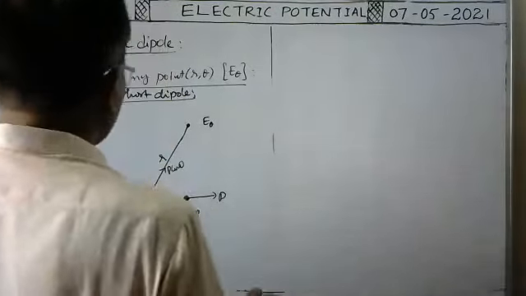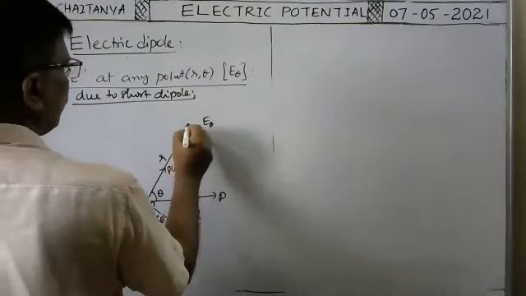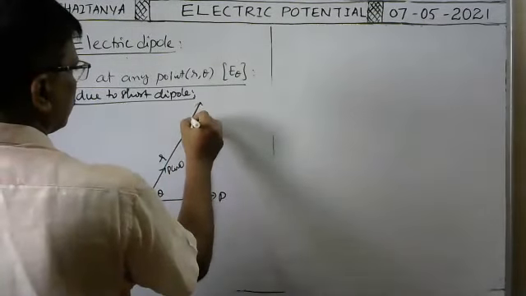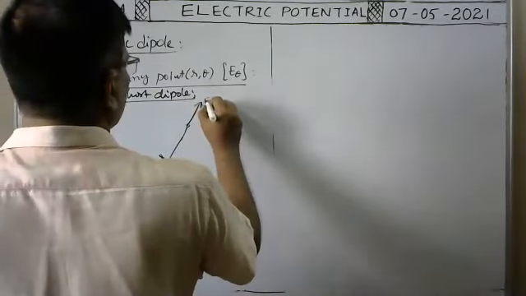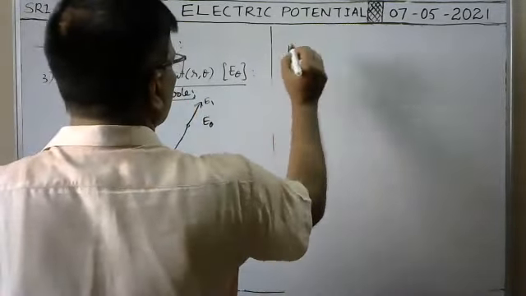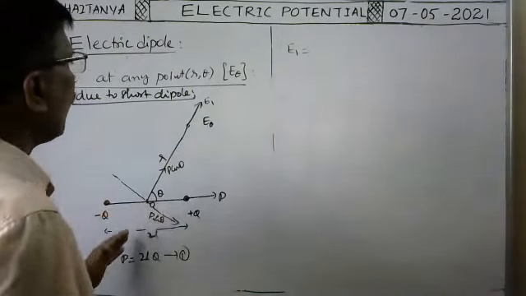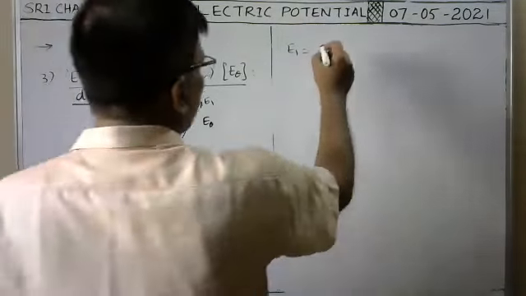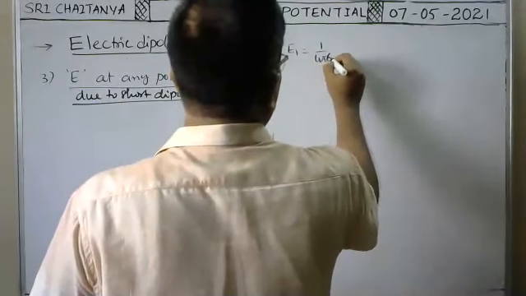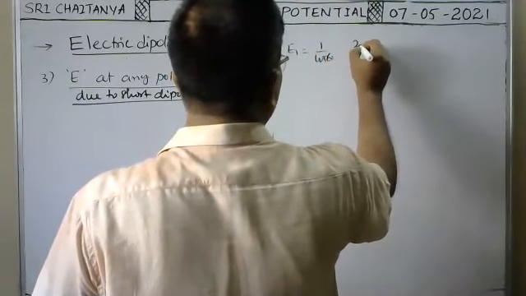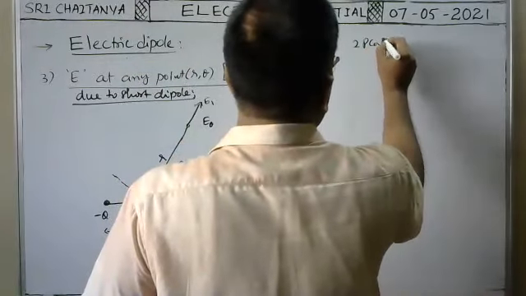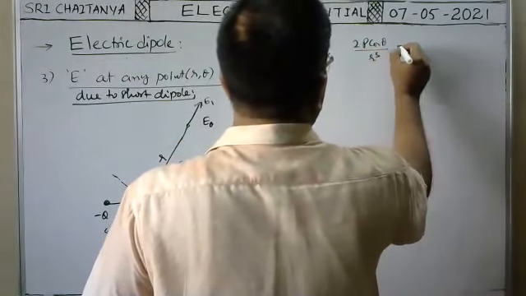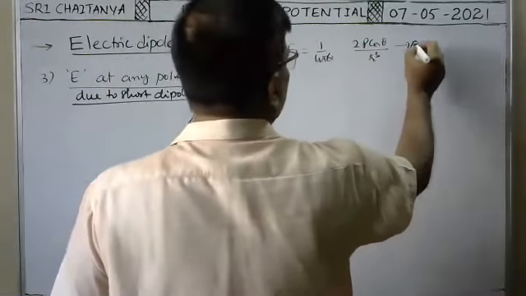Okay, at this point, the intensity of electric field is along this direction. That is say E1. E1 is equal to, it is a short dipole. On the axis of the short dipole, the intensity of electric field is equal to 1 by 4 pi epsilon naught into 2p, that is 2 into p cos theta, by distance r cubed. This is equation 2.